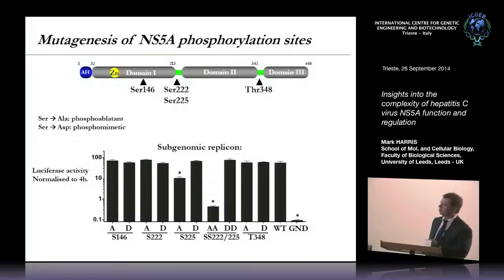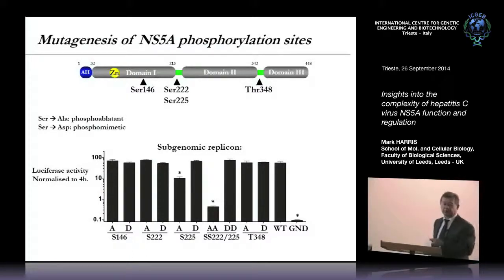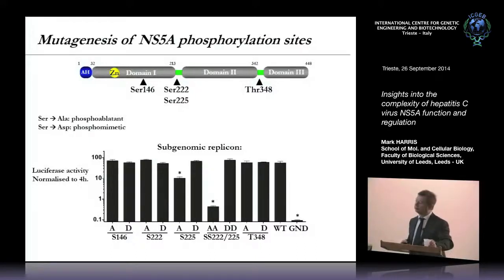or two exceptions. So the exceptions are to do with serine 225. So this was the second serine in that sequence, where if you mutate serine 225 to alanine, you see about a 10-fold reduction in replication. And if you make a double mutation of 222 and 225, and remember we found a peptide that corresponded to that doubly phosphorylated form, that produced a much more dramatic inhibition. If you mutate those to aspartic acid, there's no effect. So clearly phosphorylation at that site is important for the process of replication.